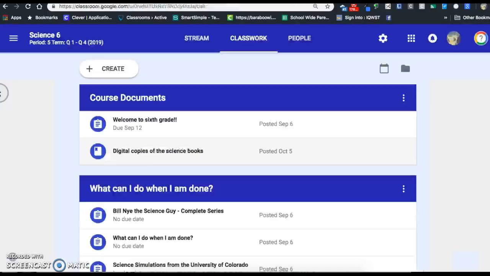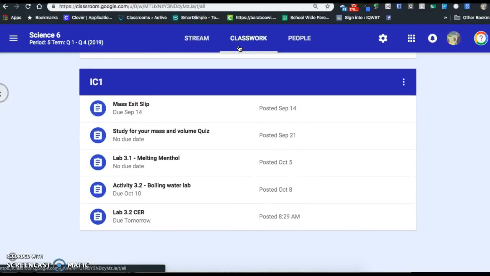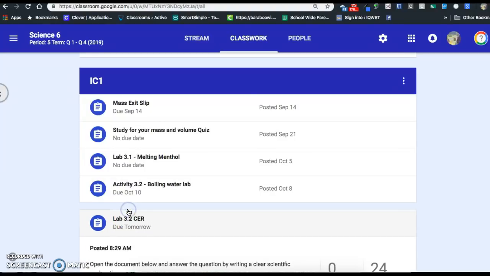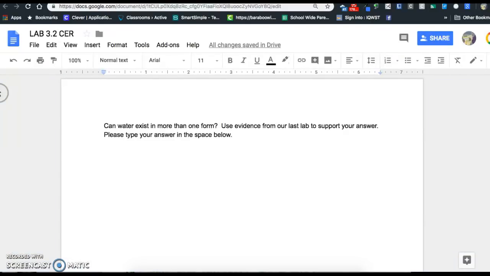So to find your lab and what you're going to write, you're going to go to Classwork in Google Classroom, scroll all the way down to the bottom to IC1. That's where you find the work for this unit. Your work is right here, Lab 3.2 CER. You're going to click on it. You're going to open the Google Doc, and you will get your own copy with your own name. And here's what it looks like.